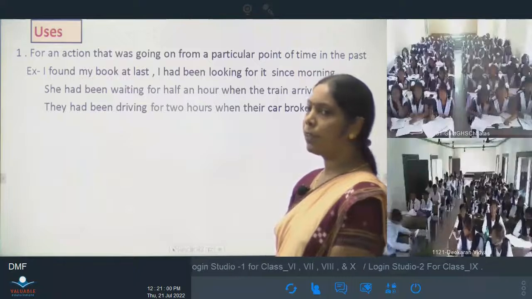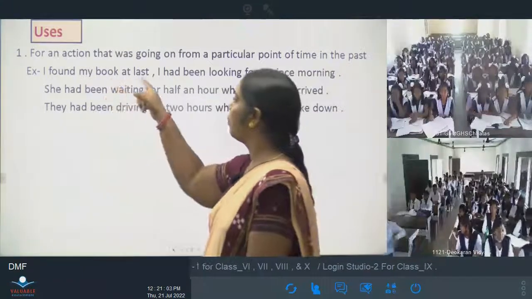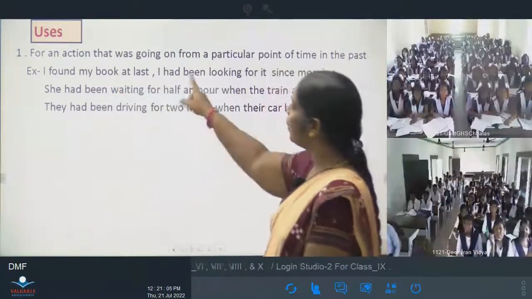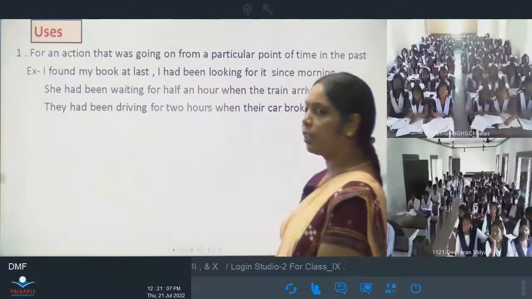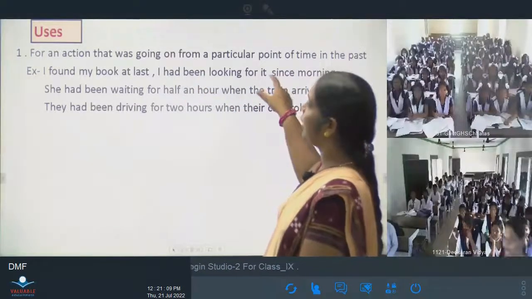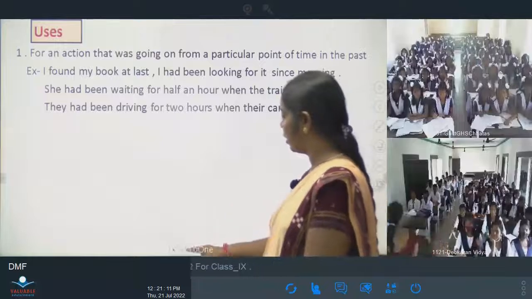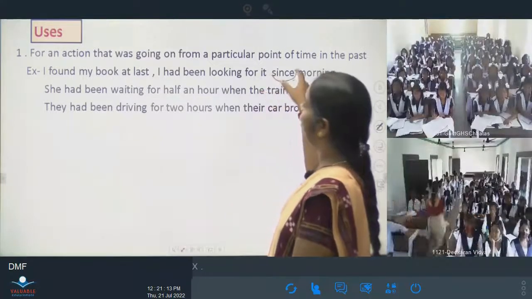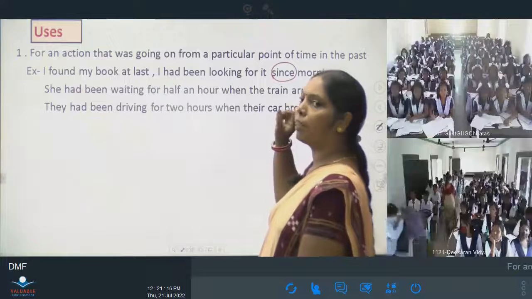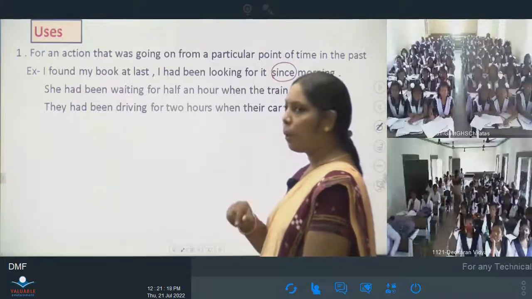Look at the example here. I found my book at last. I had been looking for it since morning. Since is here expressing a particular time in the past.